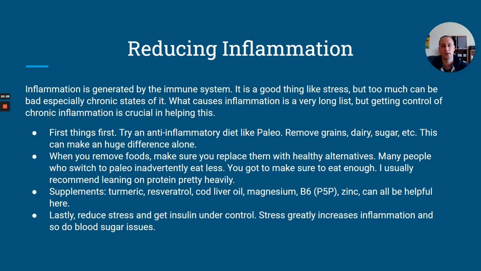We already talked about this with CRP, which is often high in these individuals with pattern 1. So we've got to get a handle on this. The first thing I usually recommend is an anti-inflammatory diet like paleo. I generally try to eat a paleo diet, or at least 80 to 90% of the time.